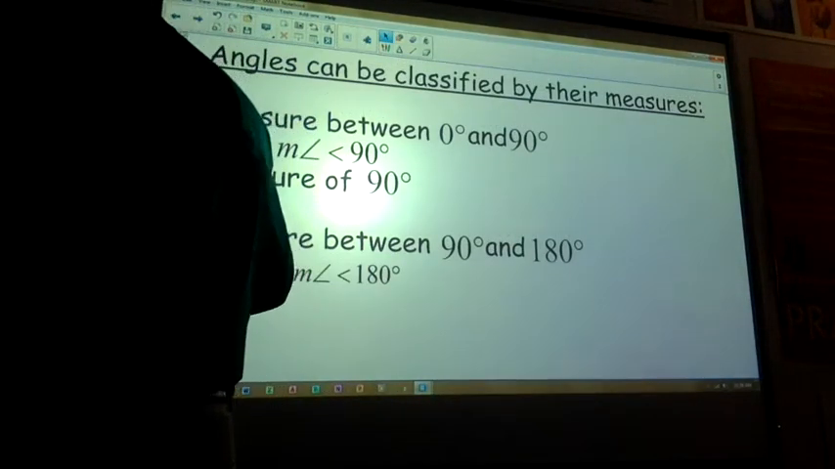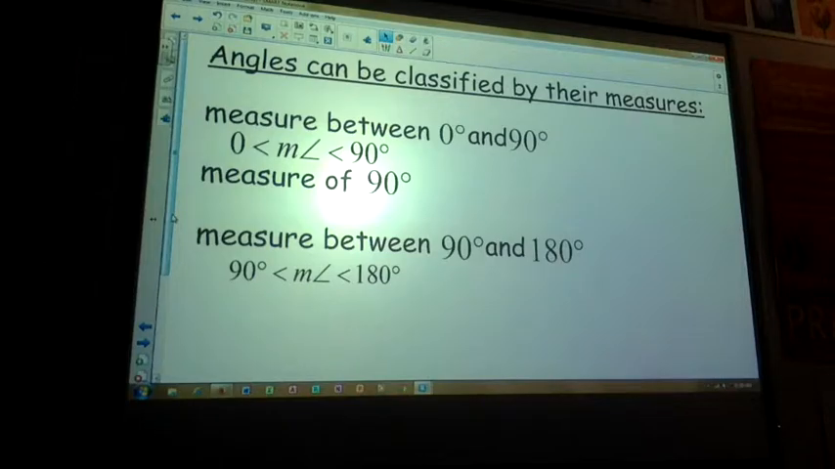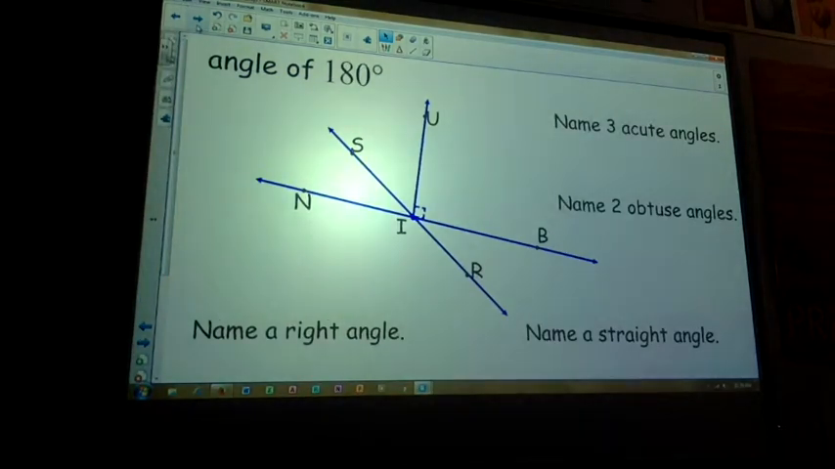When we refer to the measure of an angle, we use measure of ABC. And then angle ABC means the physical angle itself. So if we knew the measure of angle ABC, it would be measure of angle ABC equals 60 degrees. If we're just talking about the angle, we don't have to put the M. M just means we're using the measure of that angle.